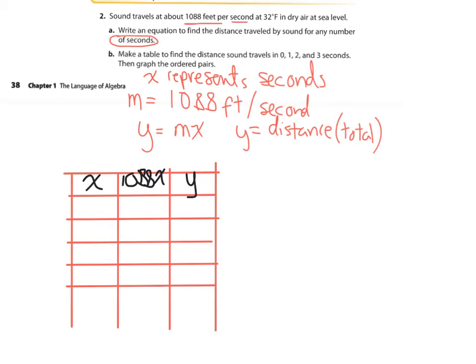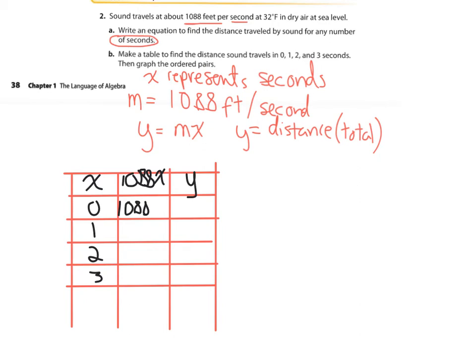Okay, and let's go ahead and time it by seconds. So they say make a table to find the distance sound travels in 0, 1, 2, and 3 seconds. Then we will graph it. Okay, so I will replace my variable x, 1,088 times x, and I will do that for every one.